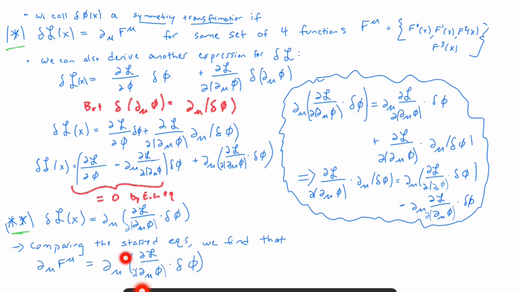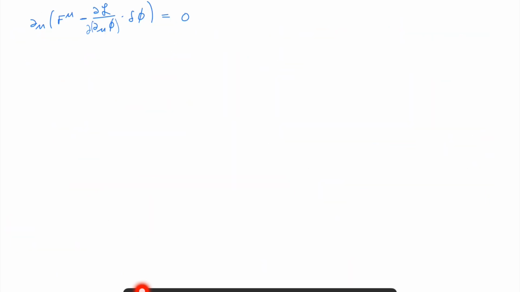If we swing this thing over to the other side and then pull out the partial derivative, this is the formula that we get: d mu of this quantity over here is equal to 0. I'm just rewriting the same equation over here as we start this new slide. D mu of this quantity over here is equal to 0.